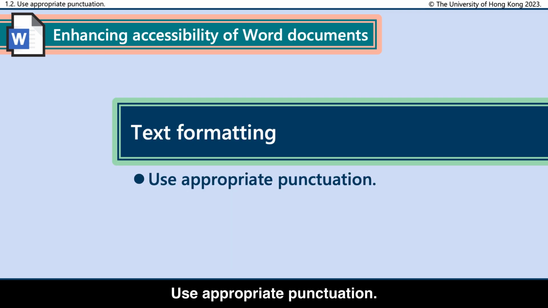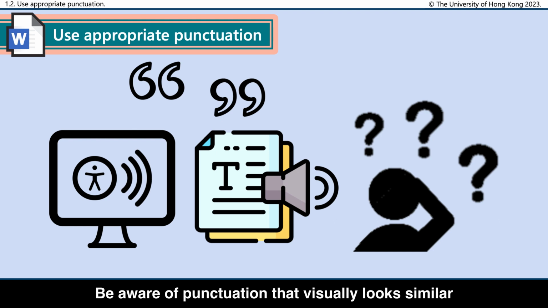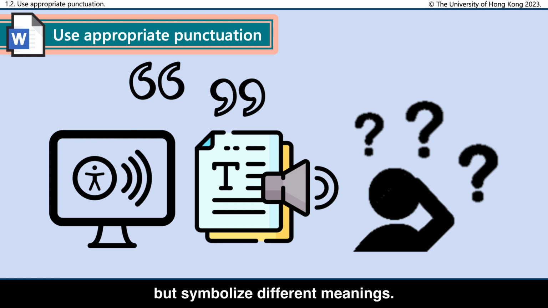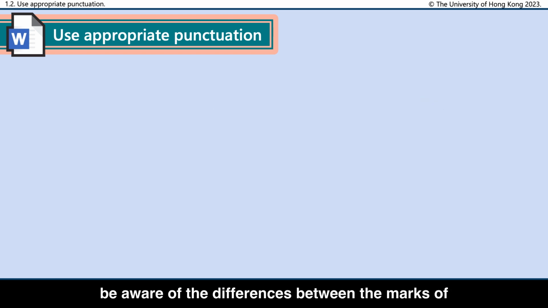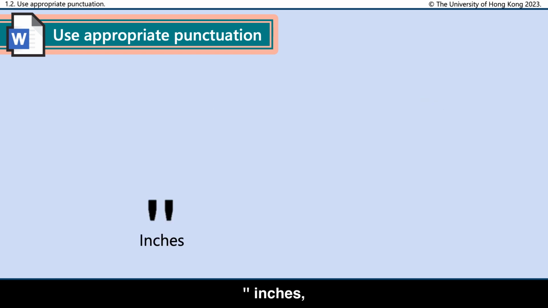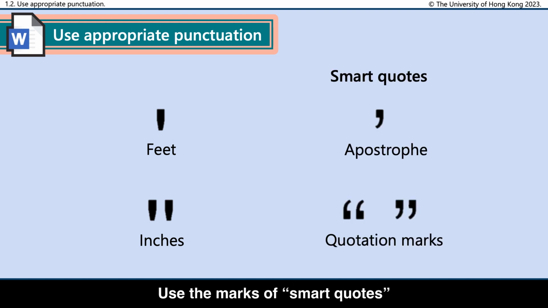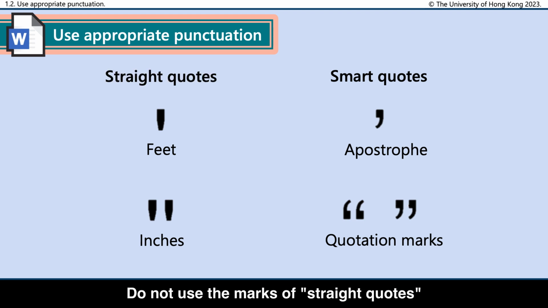Use appropriate punctuation. Be aware of punctuation that visually looks similar but symbolize different meanings. Otherwise, it would make it difficult for users of assistive technologies such as screen readers to understand the content. For example, be aware of the differences between the marks of inches, feet, apostrophe, and quotation marks. Use the marks of smart quotes as quotation marks. Do not use the marks of straight quotes as the quotation marks.